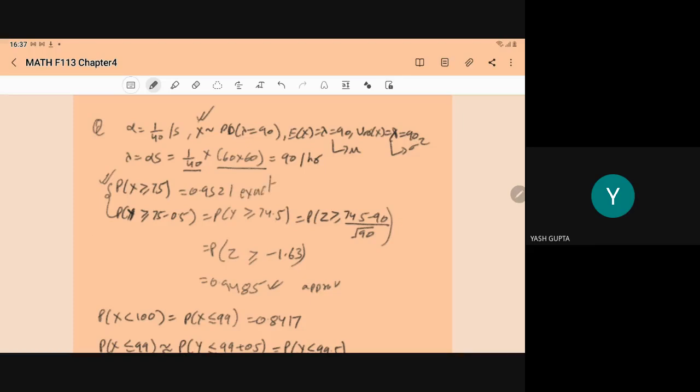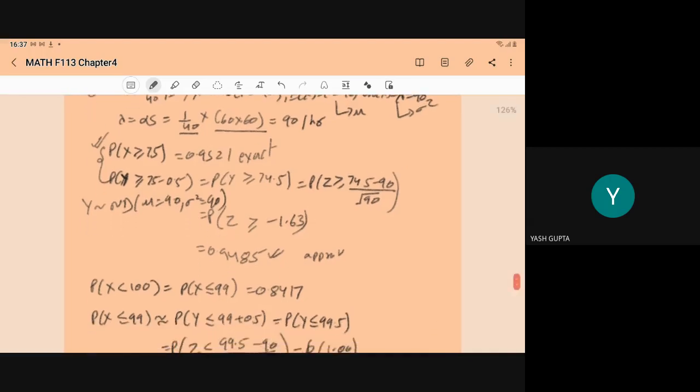Somewhere please write that Y follows the normal distribution with mu equal to 90 and variance equal to 90. With this you are approximating. So always use another variable, please don't change the same one.